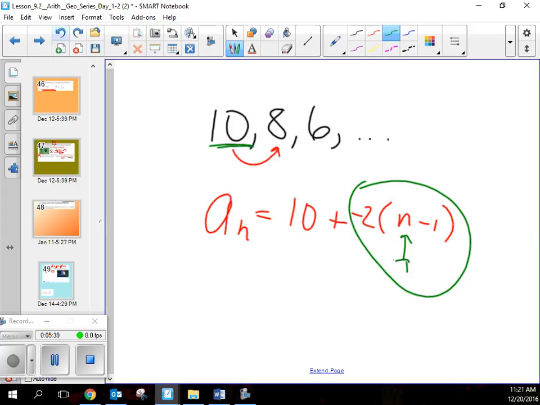And if I put in a 2 for the second term, then 2 minus 1 is 1. 1 times negative 2 is negative 2. Negative 2 plus 10 makes 8. Hey, it's working. Yay. Okay, last thing.